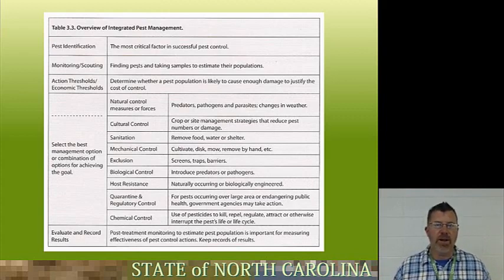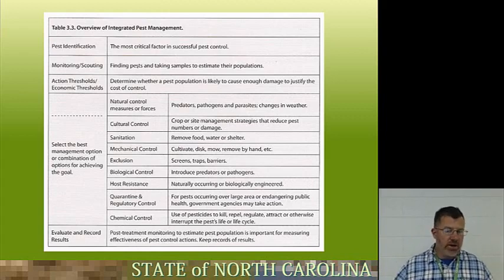You have Roundup ready crops. You can actually spray Roundup over top of some of these crops because they've been genetically engineered to be resistant to Roundup. It kills all the weeds around it, but you can spray Roundup over the plant itself, and it's not going to damage it. Then you have quarantine and regulatory control. For pests occurring over large areas or endangering public health, government agencies may take action.